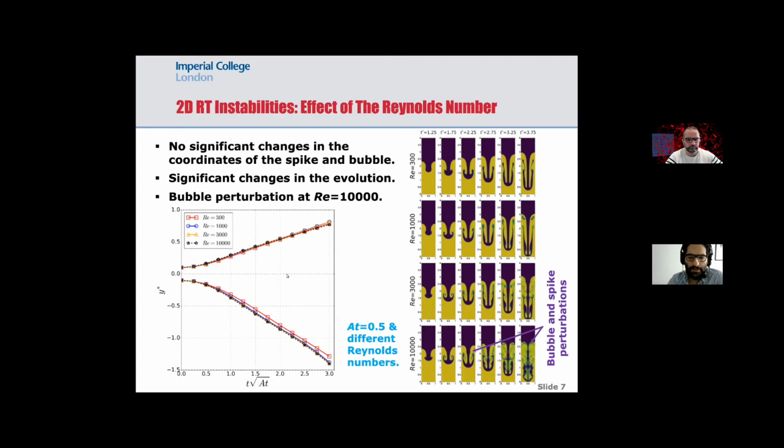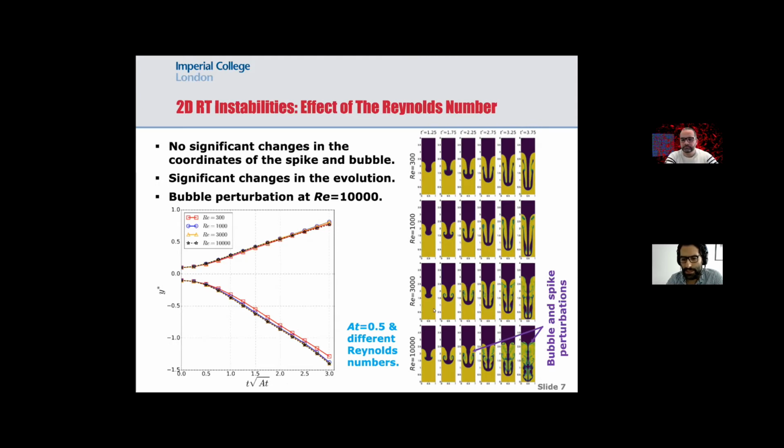From the left graph, you can see that changing the Reynolds number doesn't really change the penetration length of the spike and bubble that much, except for the very low Reynolds number, which has a slightly different penetration length. The rest, from 1,000 to 10,000, exhibit the same penetration length. But the main difference on the right graph is in the topology of the instability.